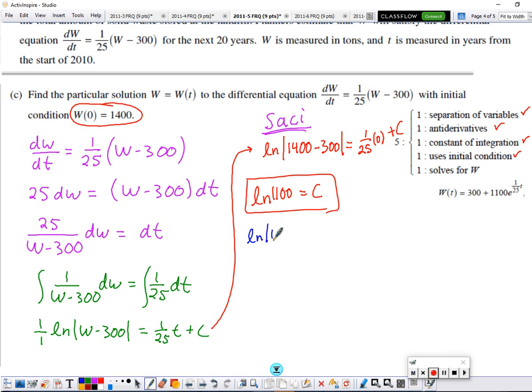But now to isolate W, we would say, okay, right here, natural log, absolute value of W minus 300, equal to 1 over 25T plus natural log of 1100. Take both sides of the equation, make them an exponent of E.